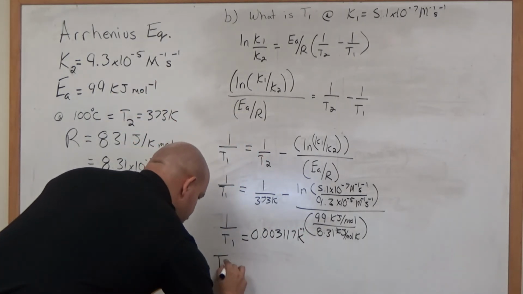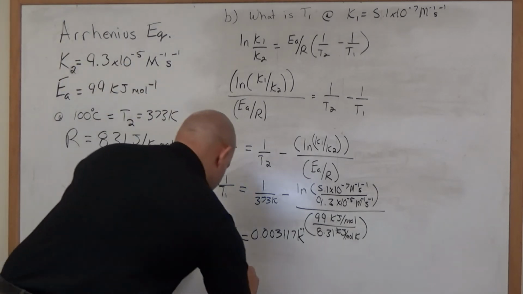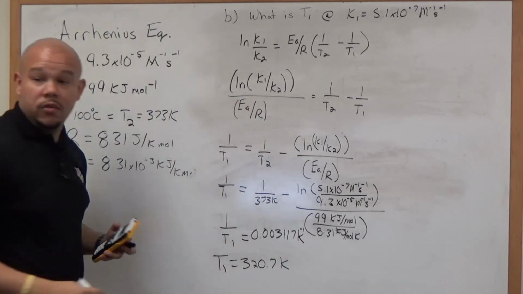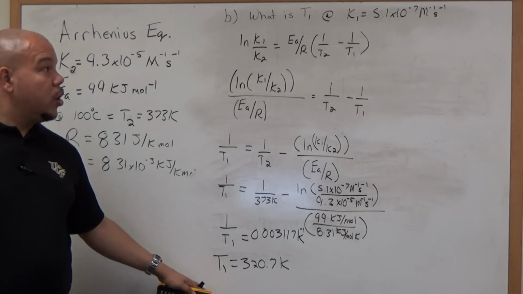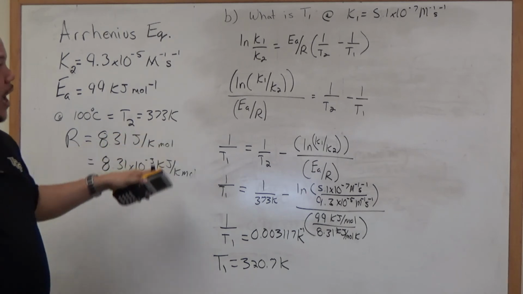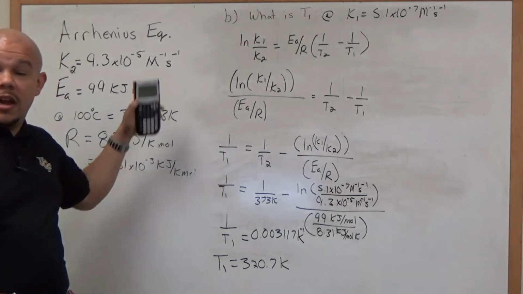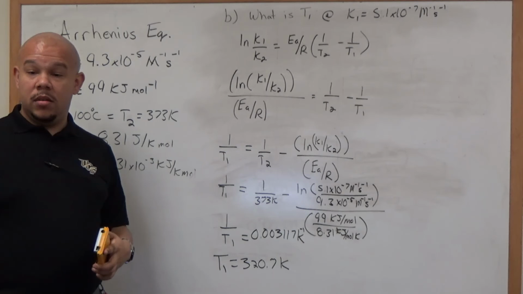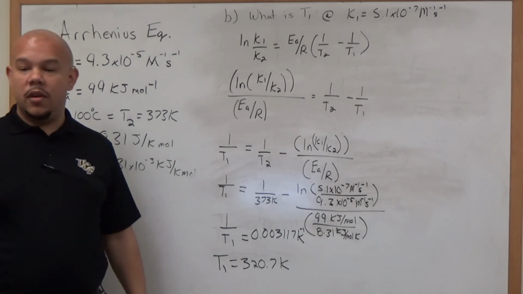Therefore, T1, when we do the inverse, we end up with 320.7 Kelvin. Now, notice we end up with a temperature that is less than this temperature, and it makes sense that we have a K, or a rate constant, that is less than the rate constant. The rate constant and temperature are generally directly proportional. As you increase one, you increase the other, and vice versa.